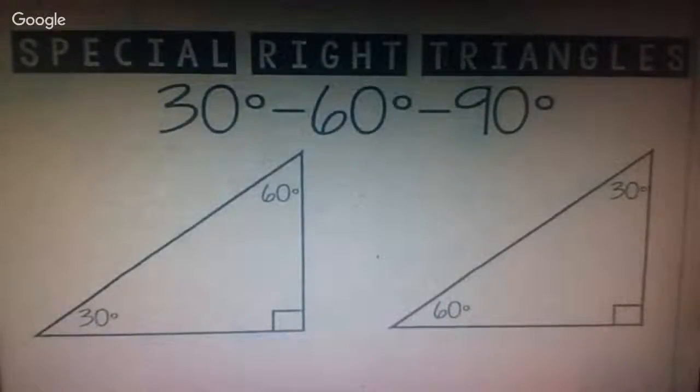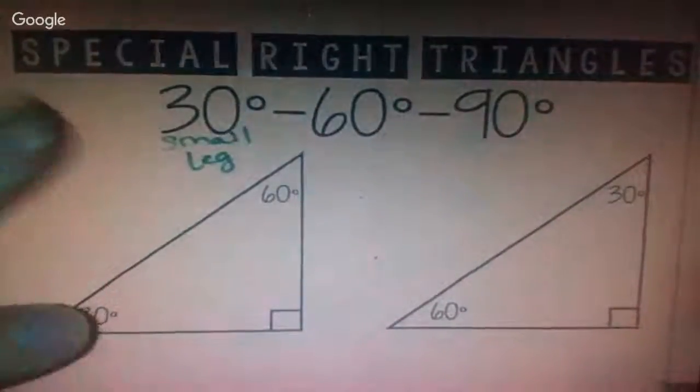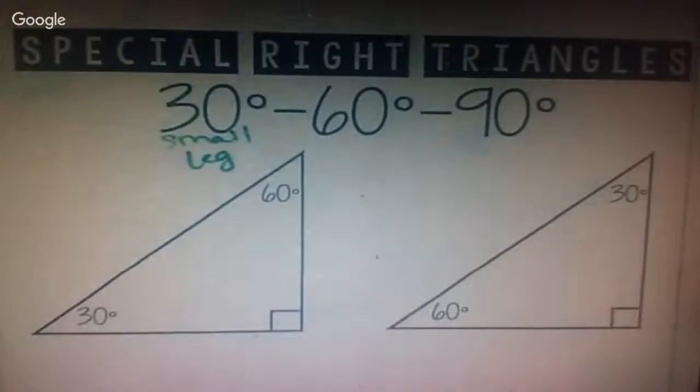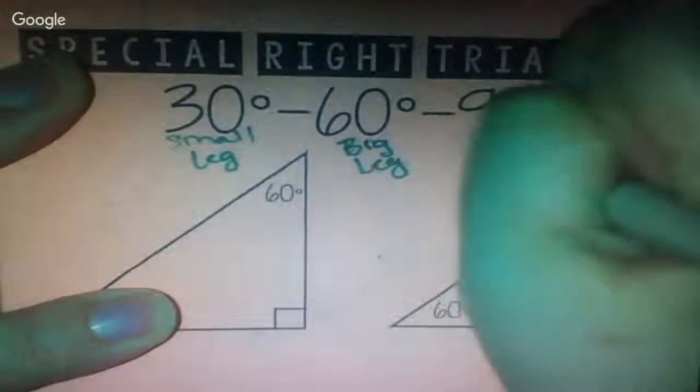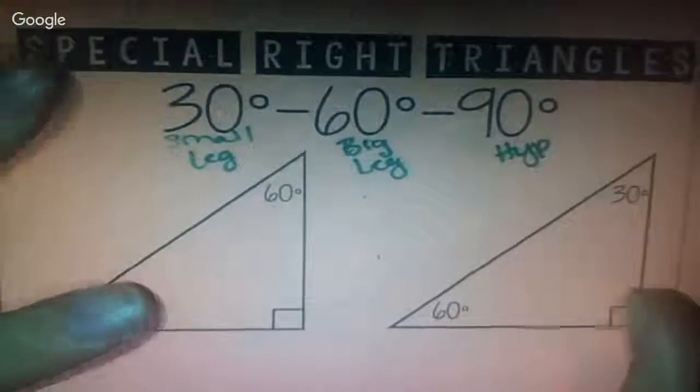So in a 30, 60, 90, depending on where they put the degrees is where your legs are. We've got a small leg. Your small leg goes with your 30-degree angle. We then have a big leg, which goes with your 60-degree angle. And we also have a hypotenuse.